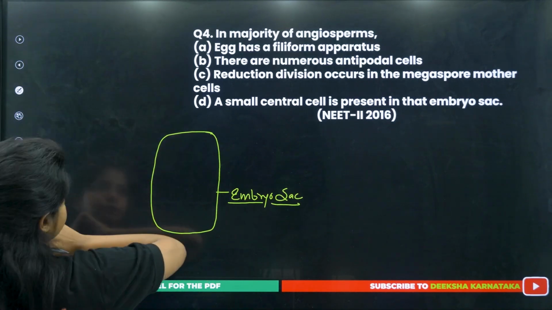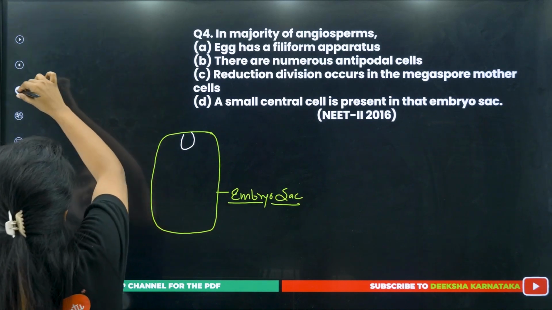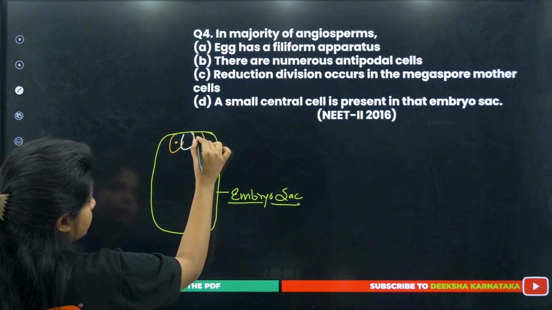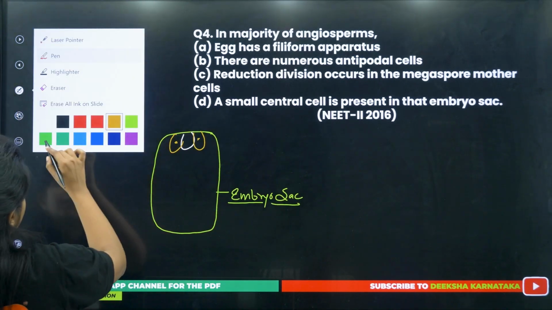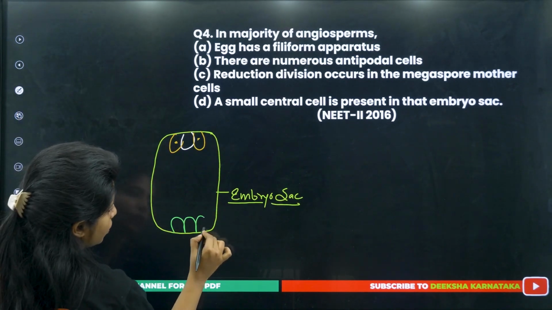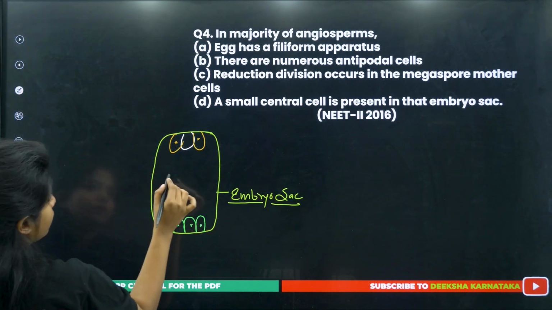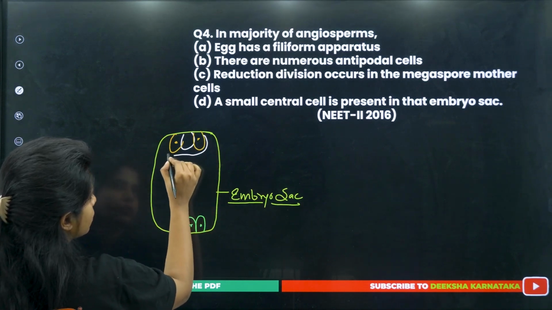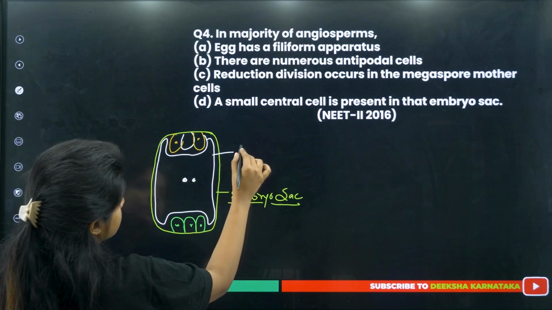Over here we have one female gamete and we have two synergids. This is a synergid, this is a synergid, and this is the female gamete. Now apart from that, we have three antipodal cells, and then we have two free nuclei, and these free nuclei belong to this very big cell that you see over here, that is known as the central cell.